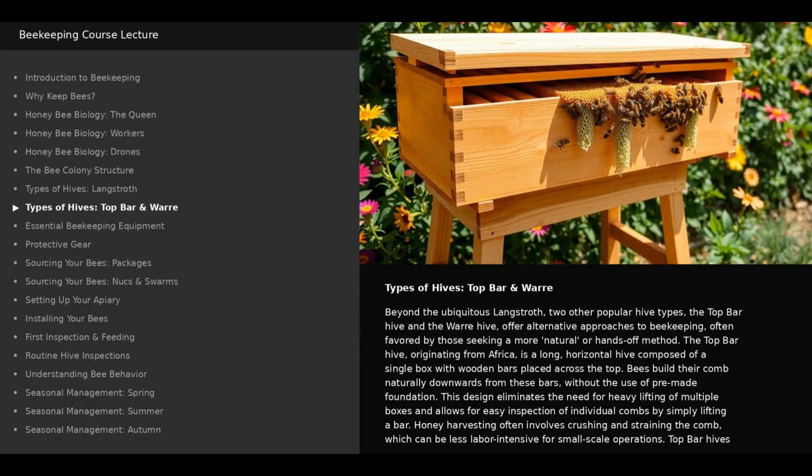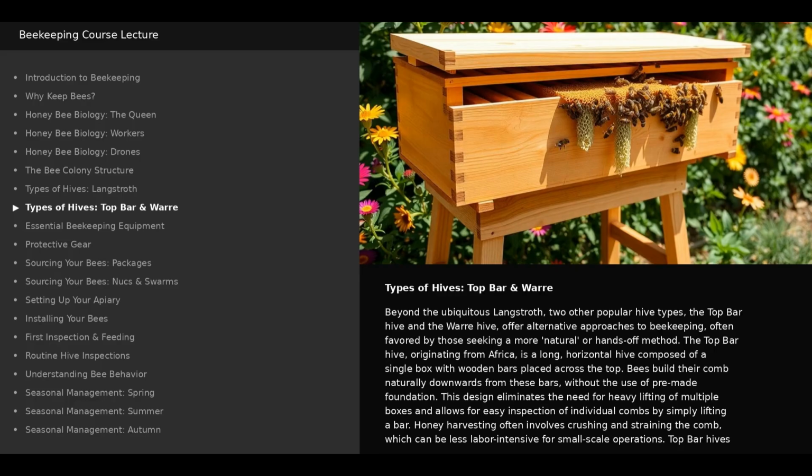The top bar hive, originating from Africa, is a long, horizontal hive composed of a single box with wooden bars placed across the top. Bees build their comb naturally downwards from these bars, without the use of pre-made foundation. This design eliminates the need for heavy lifting of multiple boxes and allows for easy inspection of individual combs by simply lifting a bar.